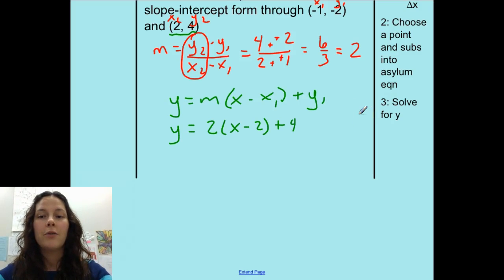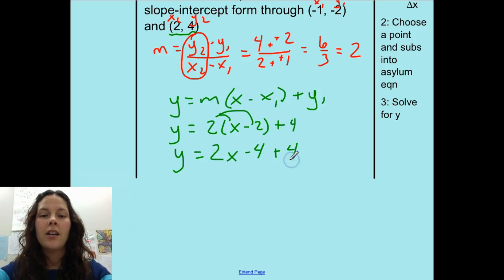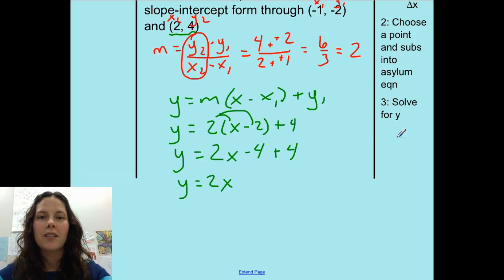And finally, we like our equations in slope-intercept form, so we're going to distribute our 2. We got y equals 2x minus 4 plus 4, and when we combine those like terms, the -4 and +4 cancel, so we're left with y equals 2x.